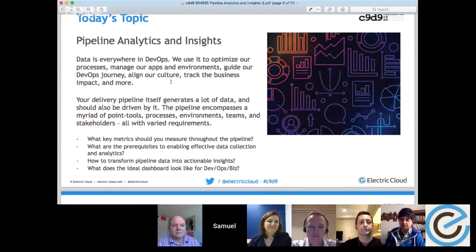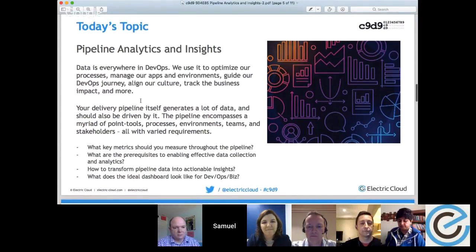Your delivery pipeline itself generates a lot of data and should also be driven by it. The pipeline encompasses a myriad of point tools, processes, environments, teams, and stakeholders, all with varied requirements. So, what key metrics should you measure throughout the pipeline? What are the prerequisites to enabling effective data collection and analytics? How to transform pipeline data into actionable insights? And also, what does the ideal dashboard look like for dev, for ops, and for the business?